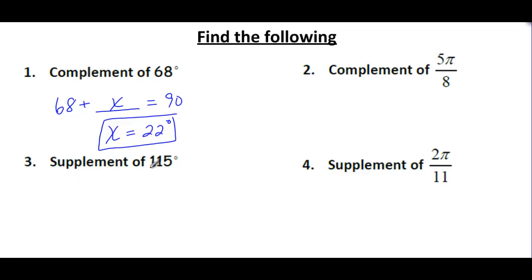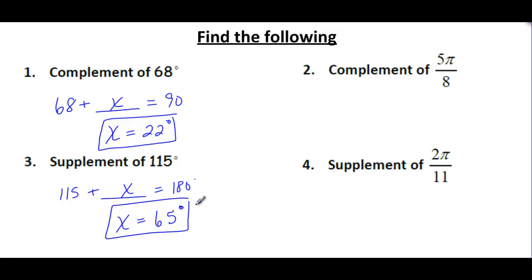Well, what if I wanted the supplement of 115? Well, if I take 115 plus something, should equal 180, because supplementary angles add up to 180. Okay, call it x. So if I subtract, let's see, 65 degrees. And your answer always needs to be a positive answer. You can't have a negative complement or supplement.